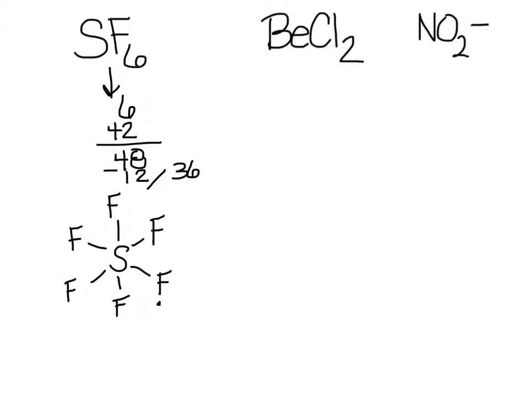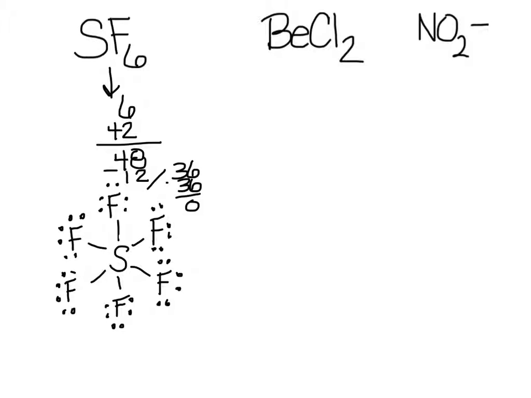So let's start putting them around the fluorines. 1, 2, 3, up to 36. We've placed all 36, and all of our fluorines have 8. If there were still 2 more left over, what would we do with them? We would stick them on the sulfur like that. However, we don't need to do that because we've used all of our electrons.